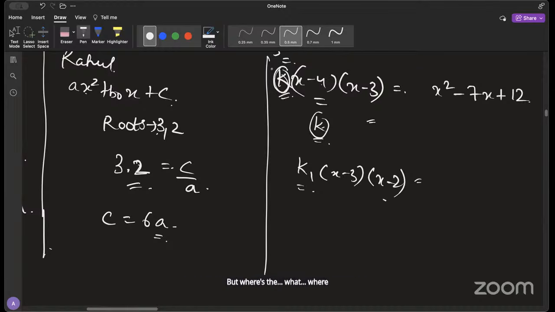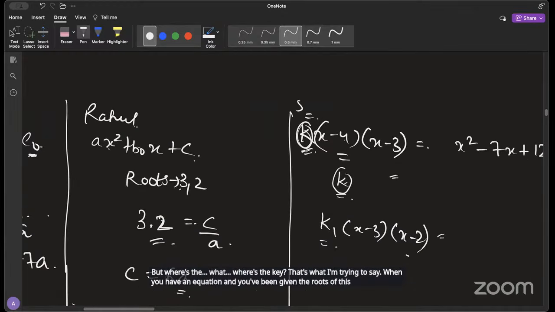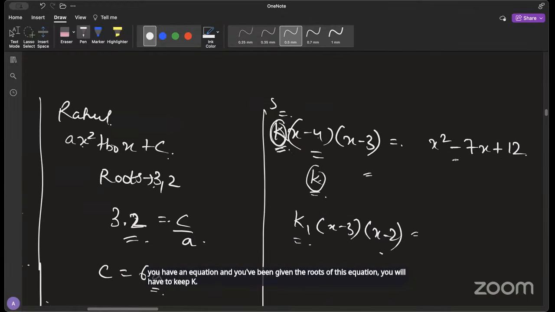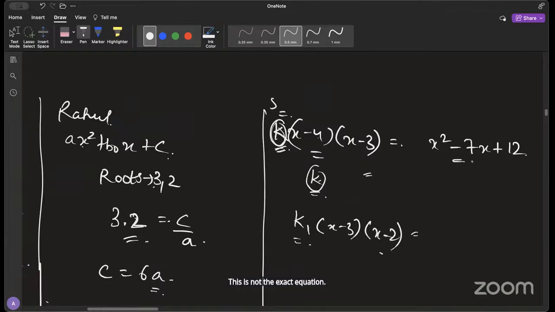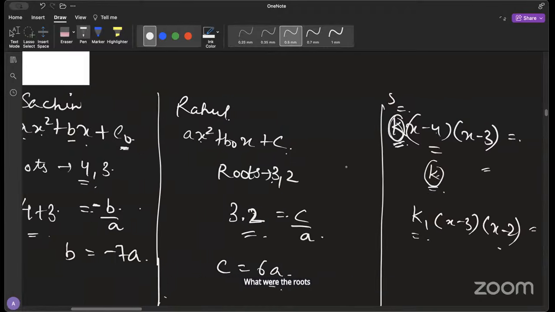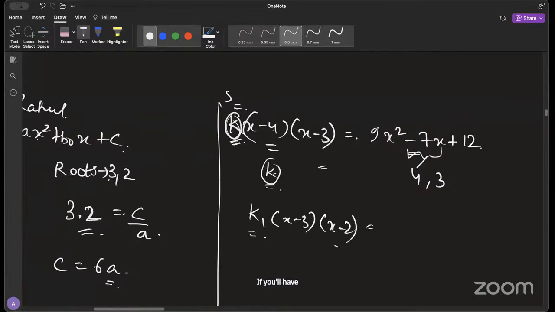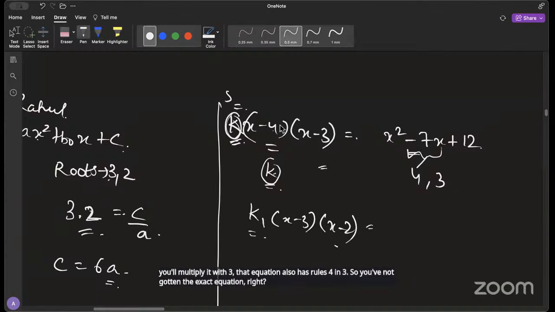But where's the k? That's what I'm trying to say. When you have an equation and you've been given the roots of this equation, you will have to keep k. This is not the exact equation, because this equation also has roots. What were the roots? 4 and 3. This equation also has roots 4 and 3. If you multiply this entire equation with 2, that equation also has roots 4 and 3. If you multiply it with 3, that equation also has roots 4 and 3. So you've not gotten the exact equation, right?